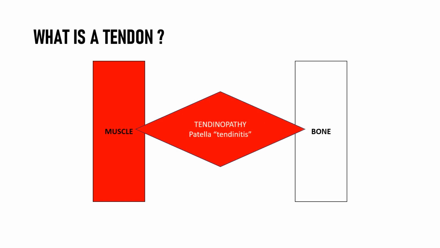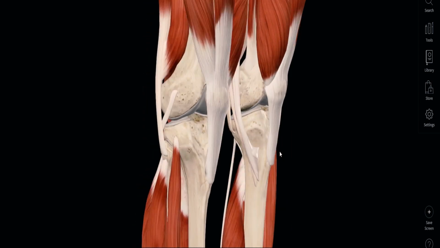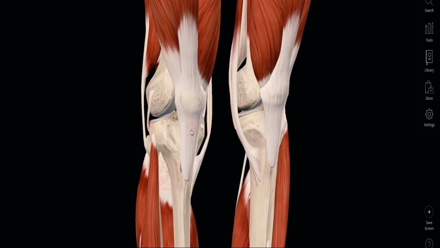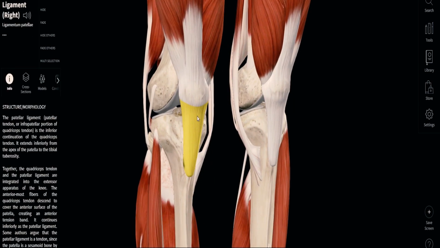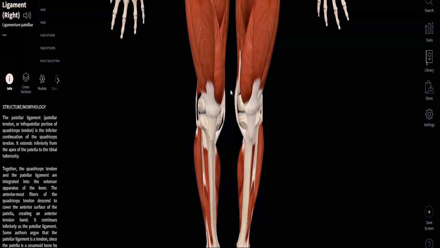But what is going on when a healthy tendon becomes painful, and specifically the patella tendon? Let's take a look at that now with a 3D anatomy view. All right, so let's take a look at the patella tendon, and you can see it right here. Let me highlight it for you. The patella tendon is essentially the extension, if we zoom out for a second here, of the quadriceps.